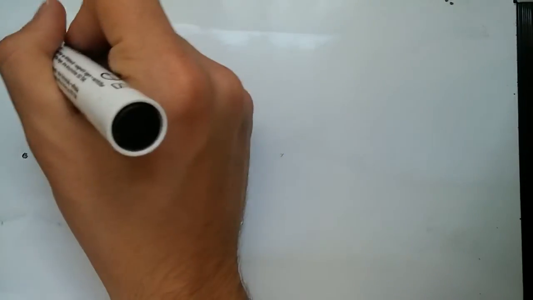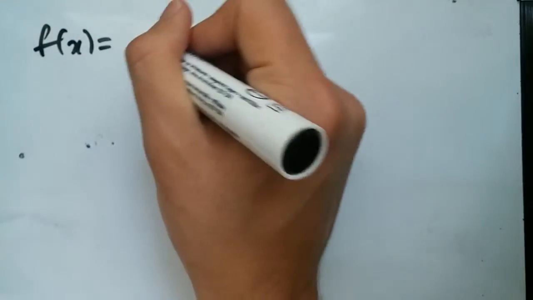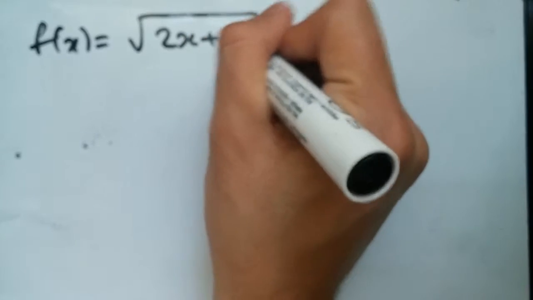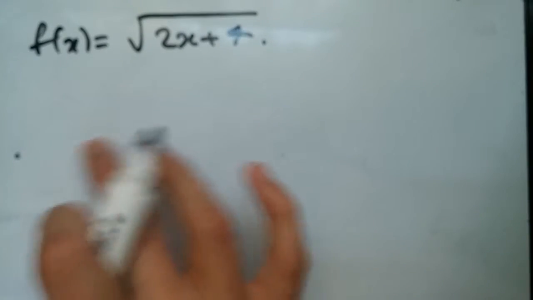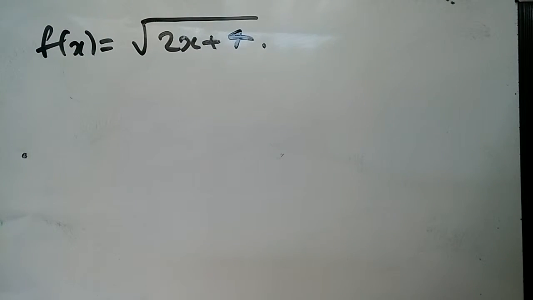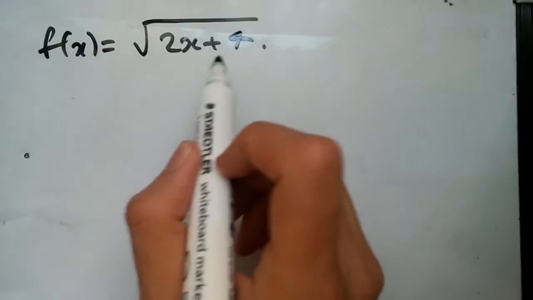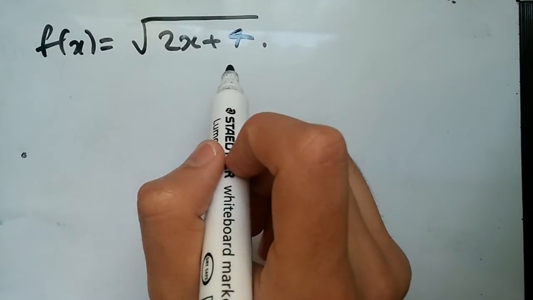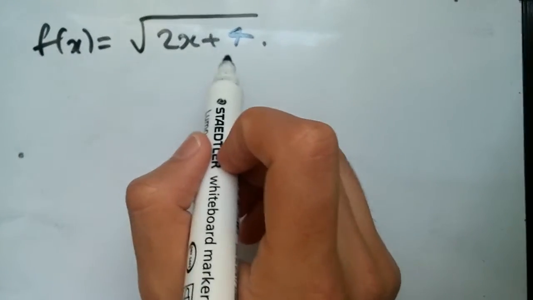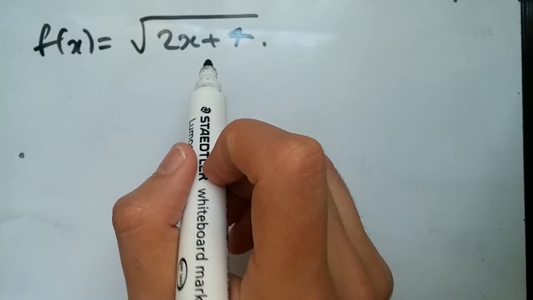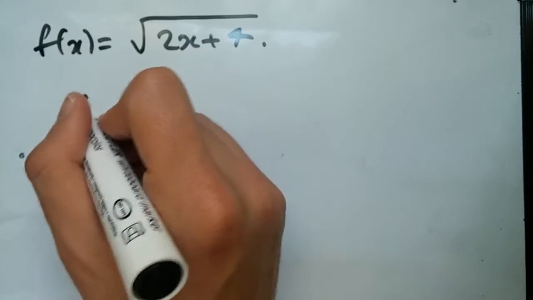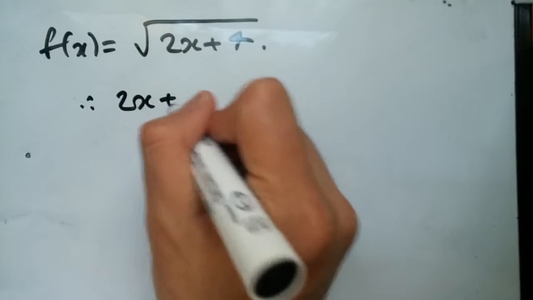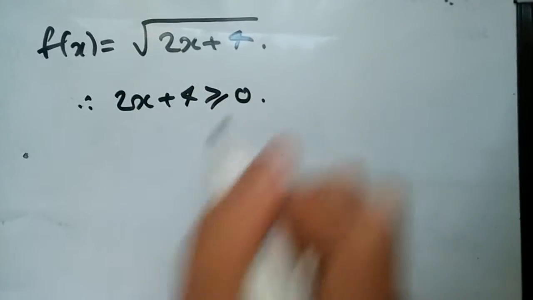The next example would be this. Suppose the function now was the square root of 2x plus 4. Again, this is a bit different because now this implies square root. What do we know about square roots? The domain of it. The inside cannot be negative. In other words, it has to be 0 or positive. So this implies that the inside, 2x plus 4, has to be greater than or equal to 0.